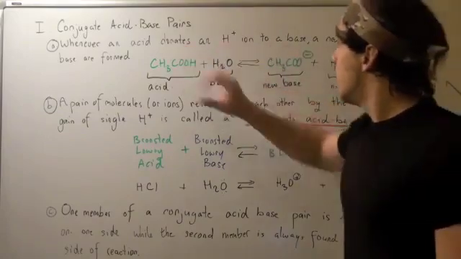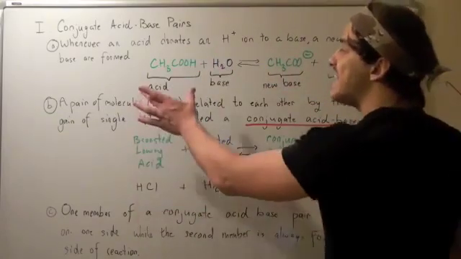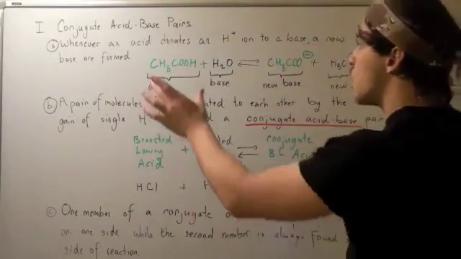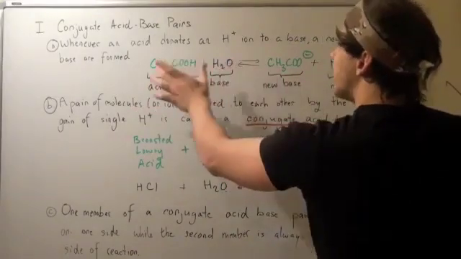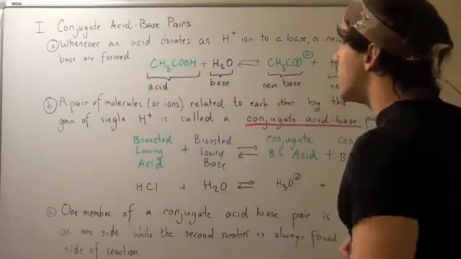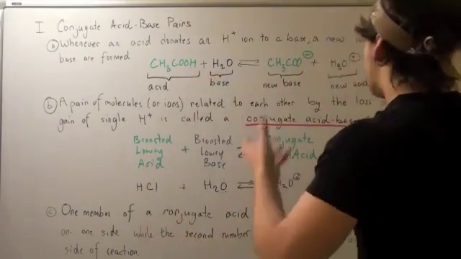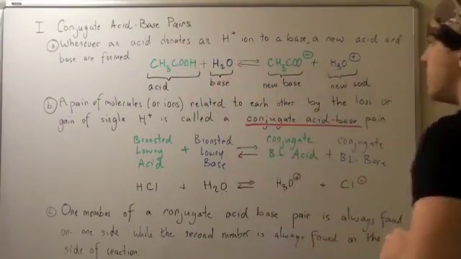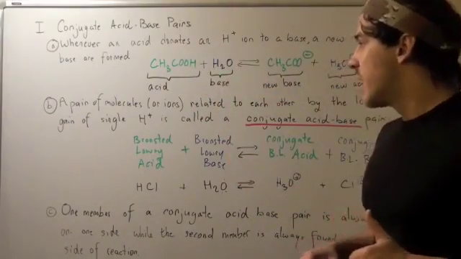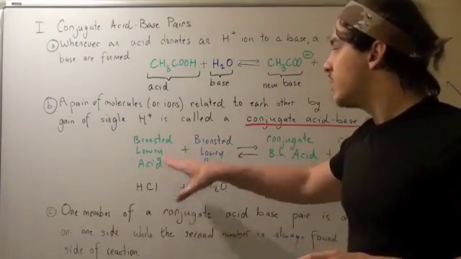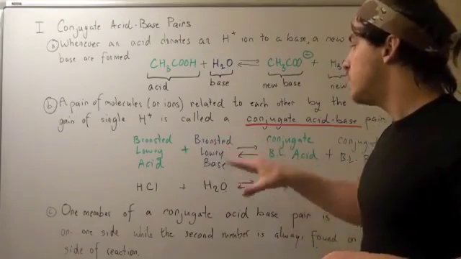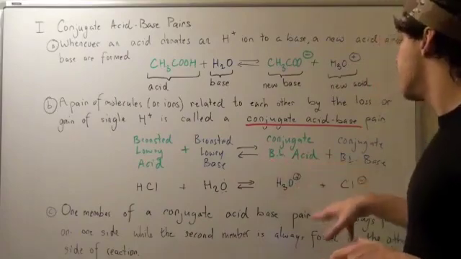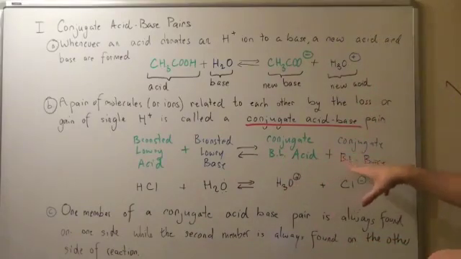So let's go back to our above system. We have an acid that loses an H ion, becoming a base. So this acid and this base are the conjugate acid-base pair. Likewise, this base gains an H and becomes a new acid. So this base and this acid are the conjugate acid-base pair. So whenever we have a Bronsted-Lowry acid reacting with a Bronsted-Lowry base, we will always form a conjugate Bronsted-Lowry acid and a conjugate Bronsted-Lowry base.